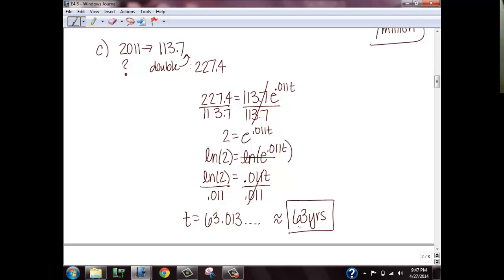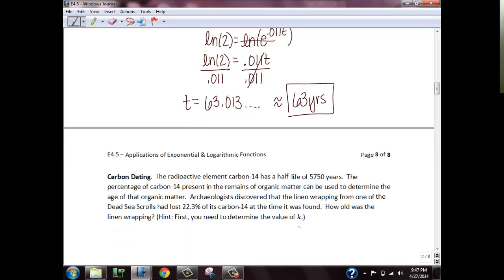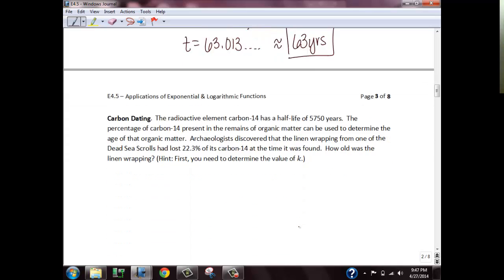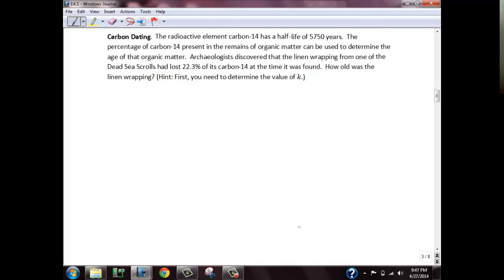Notice on this one, they gave us the initial amount and our k value in the problem. So that was awesome. We got our function right away, and then we could start solving. On the next two examples, they're not going to give us our initial amount and or our growth rate. We have to figure that out. Okay, so let's look at another one.